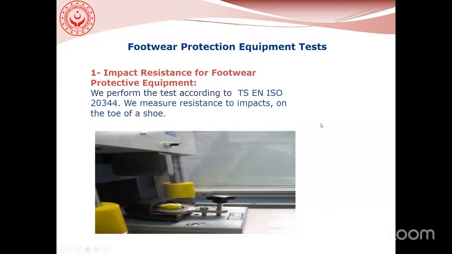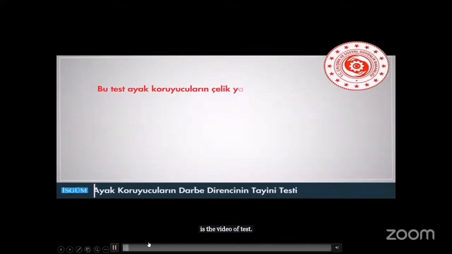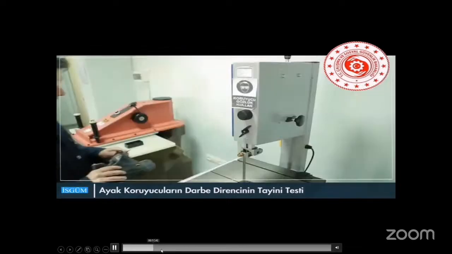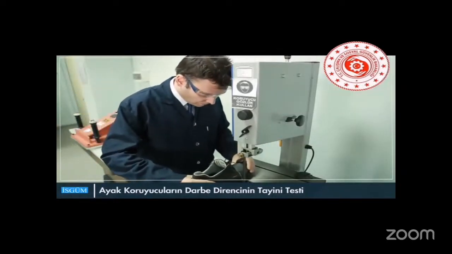The other tests are footwear protection equipment tests, impact resistance for footwear protective equipment. We perform the test according to TSN 20-130-45. We measure the resistance to impacts on the toe and the shoe. Here's the video of the test. First, we cut the shoe, the footwear.